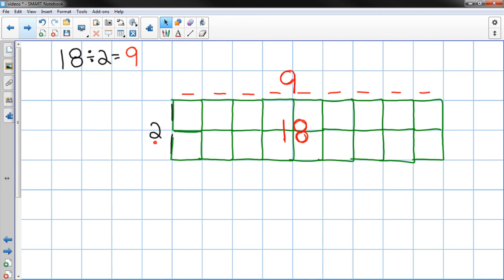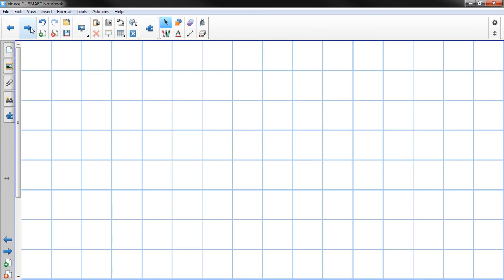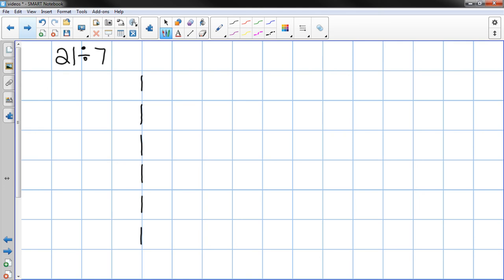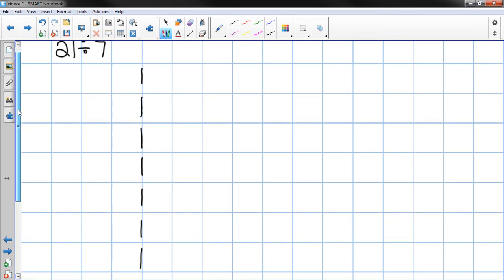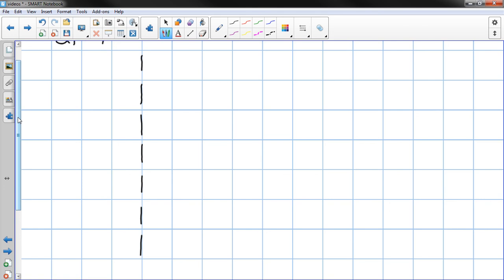Let's do another one. Let's solve 21 divided by 7. Hopefully I can fit this in there. I don't know if I can fit 7 in there or not. Let's try it. 1, 2, 3, 4, 5, 6. Ooh, it's going to be tight. 7. So this is 7. And I need to fill it up with 21 squares.